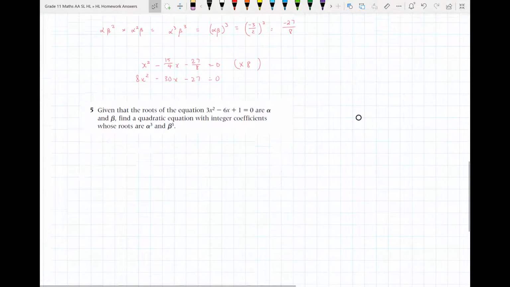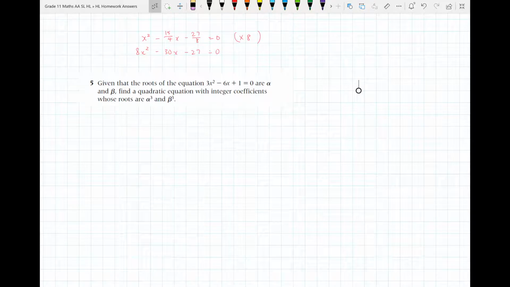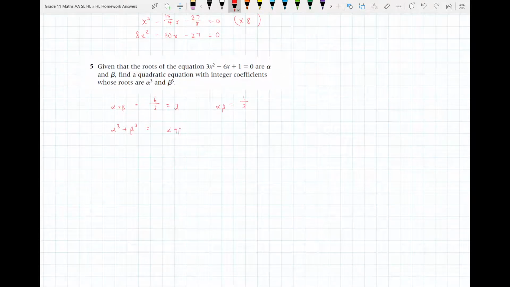Same as the next question. So the original sum is positive 6 over 3, which is 2. Product is just 1/3. So the new roots are, so this will be alpha plus beta, or cube, minus 3 alpha beta times alpha plus beta.